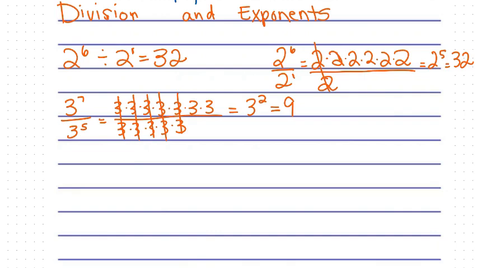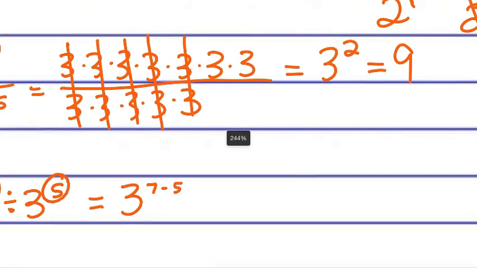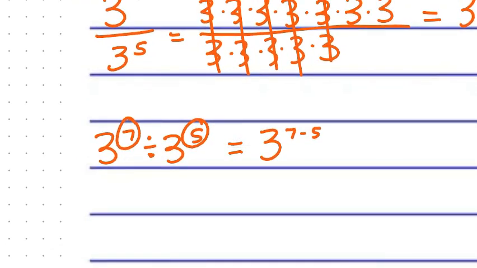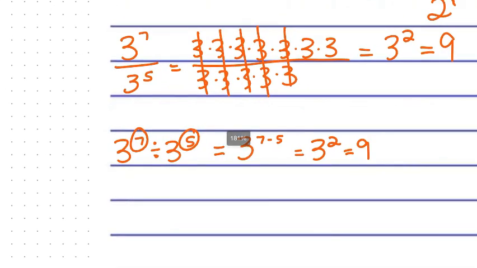Okay, so it works, right? Let's do it this way. 3 to the 7th divided by 3 to the 5th. The rule, according to what we think, because multiply and divide are opposites, so add and subtract are opposites, we're going to subtract these. So this is 3 to the 7 minus 5, to get our exponents. What's our new exponent if the exponent is 7 minus 5? 2. 3 squared, which equals 9. So these are the same again.